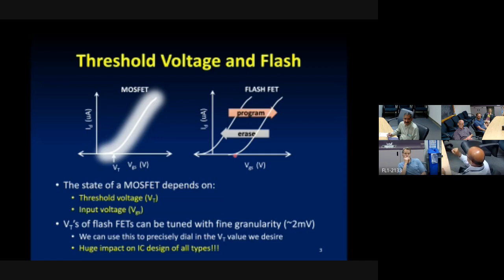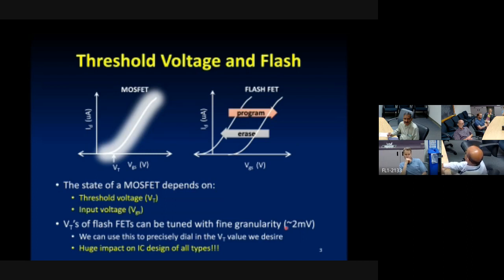I have this knob which dials in the exact VT I want, which is powerful, right? Which is significant here. So this VT, by the way, I can dial with a granularity of 2 millivolts, which is insanely small, right? So this allows me to get exactly the IV curve I want. And this can have a dramatic impact on integrated circuit design of all kinds.